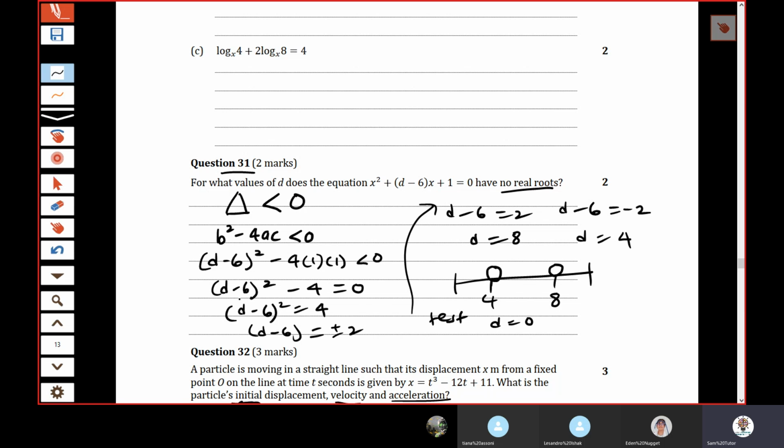So out here, if I subbed 0 into the original question, I would get 0 take away 6, which is negative 6. 6 squared is 36. 36 take away 4 is not less than 0. Now I would have said, nah, it's not. So that doesn't work, that doesn't work. I now know the answer. The answer is 4 less than d less than 8. So as long as d is between 4 and 8, this expression will have no real roots.